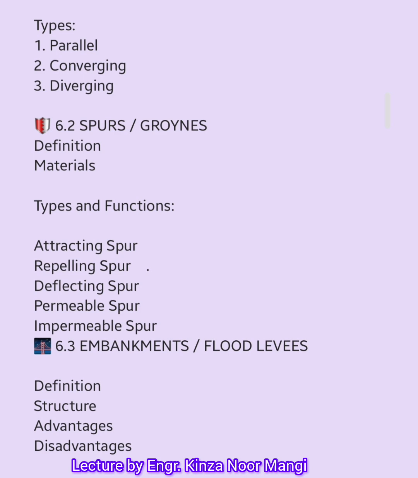The next method of river training is spurs or groins. The definition of spurs is structures extending from the bank into rivers to deflect, attract, or control river flow and protect banks. There are different materials for constructing this structure, such as earth, stone, bamboo, and brushwood for permeable spurs.